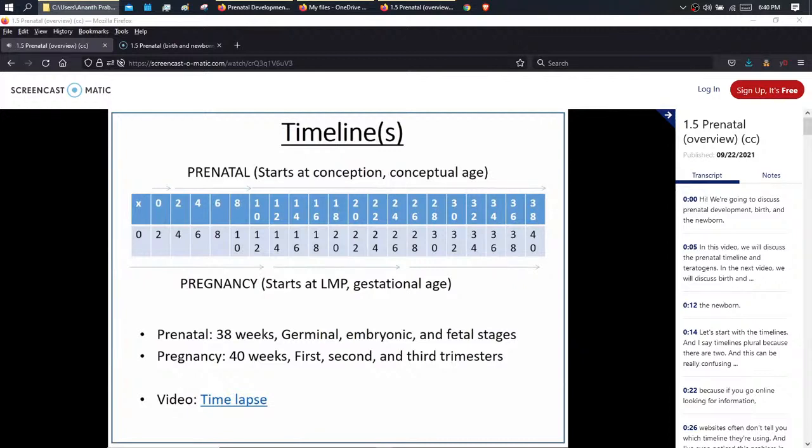Now I said that the pregnancy timeline began with the person's last menstrual period, which means that they are not pregnant yet. They will ovulate and then fertilization will happen around week 2. So when somebody becomes pregnant, they are considered 2 weeks pregnant. And then they will probably find out that they're pregnant no earlier than week 4.